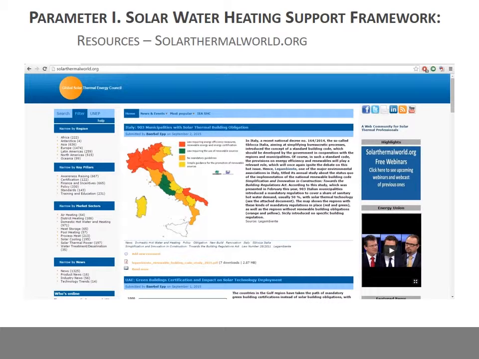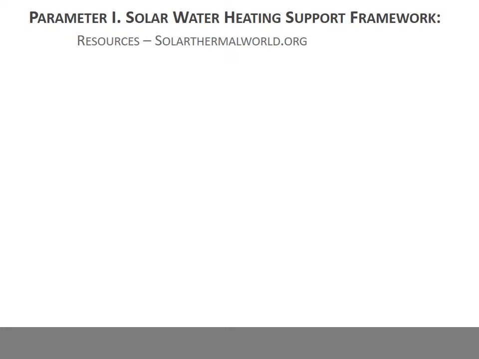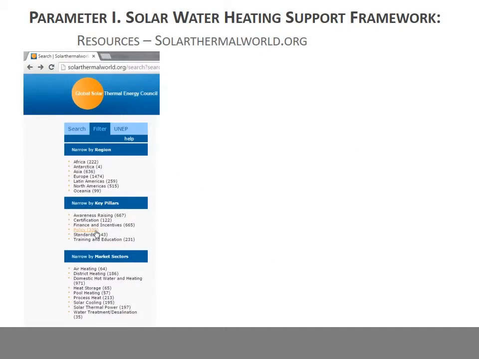There are many resources for conducting research on policies and programs. A quick and powerful research tool is the solarthermalworld.org website, which has thousands of articles and documents on solar water heating organized in a quickly searchable fashion by country, market sector, policy type, and date. As an example of how this site can be used, go to solarthermalworld.org and select the filter option.